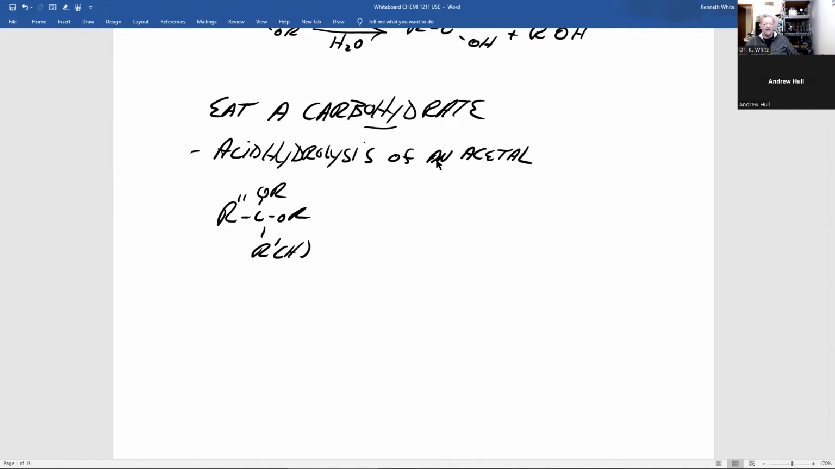Acetal or ketal. When R prime is hydrogen, it's an acetal. When it's carbon, it's a ketal. Acid, water. Keep your eye on the carbon with two oxygens. It becomes this carbonyl, carbon double bond to the oxygen. So you get either this ketone or aldehyde. If R prime is hydrogen, it's an aldehyde. If it's carbon, it's a ketone, plus you get back the alcohol you would have used to make that.